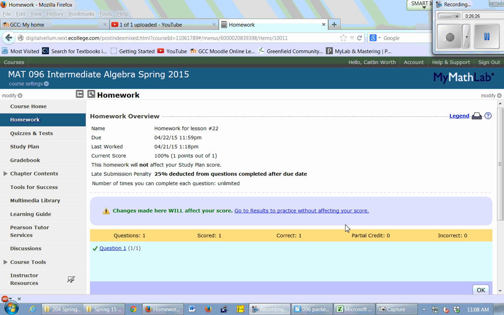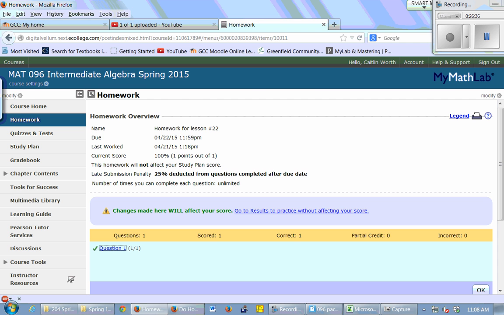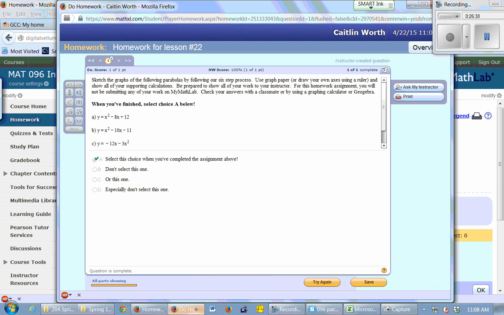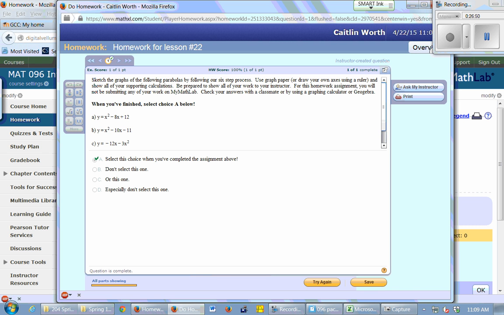In the class 22 homework, when you pull it up, there's only 1 question. Okay, it's just question 1. Click it. There are four graphs that you're supposed to just graph, right, on graph paper. And so there's no help me solve this, there's no check my answer, right? All you do is select this choice when you've completed the assignment, and you'll get 100. So you just choose option A.